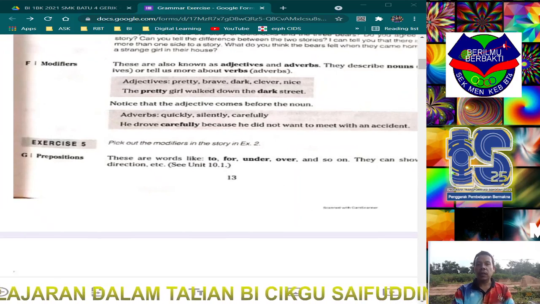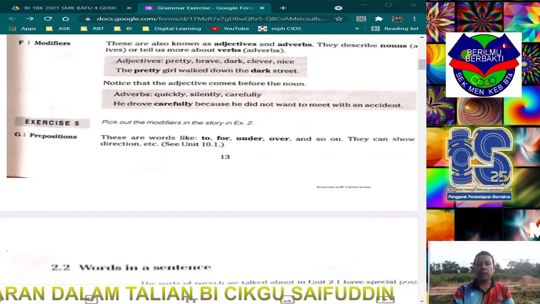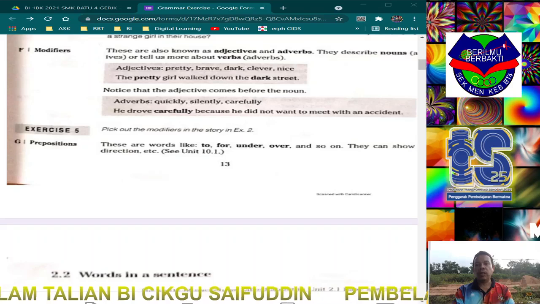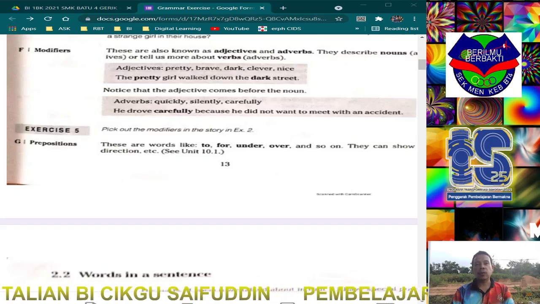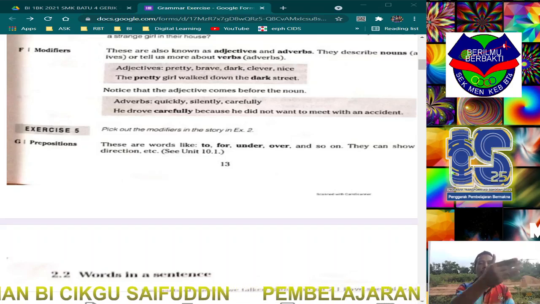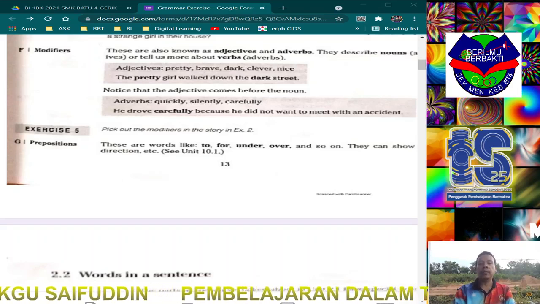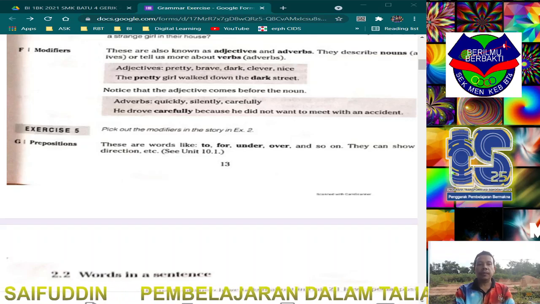Okay, we go to the next one, preposition. These are words like to, for, under, over, and so on. Ini menunjukkan lokasi atau kedudukan dia. Okay, the book is on the table, or under the table, under the chair. Menunjukkan di manakah dia berada.